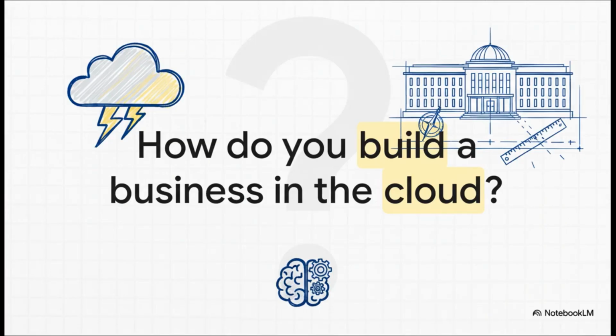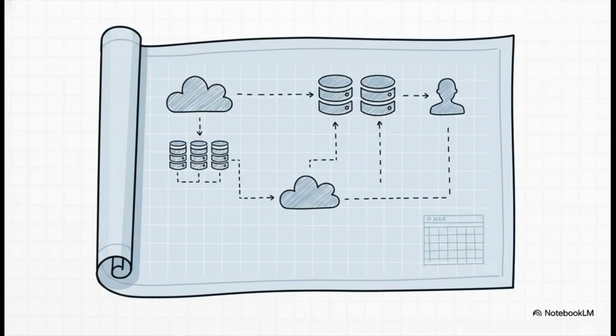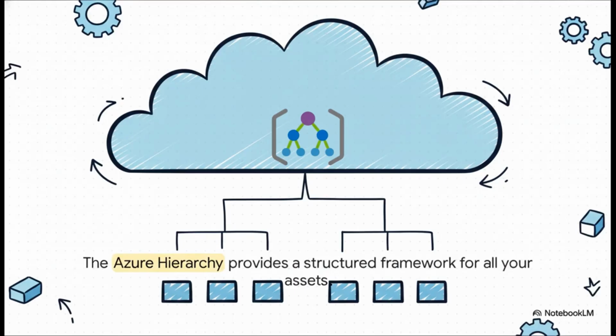So, how do you build a business in the cloud? It's a lot like building a real HQ. It all starts with a plan. First up, you need a solid blueprint. This is what's going to keep everything organized before you even start building. In Azure, that framework is a simple hierarchy. It keeps all your digital stuff tidy and manageable.